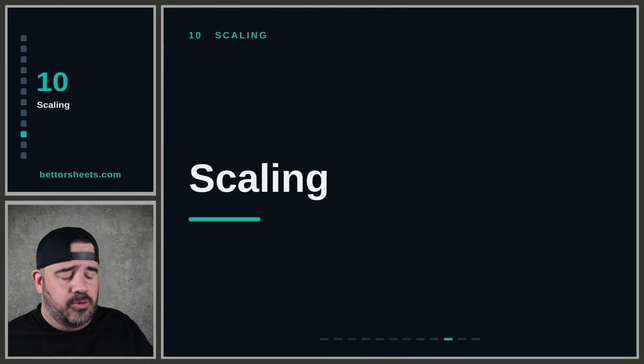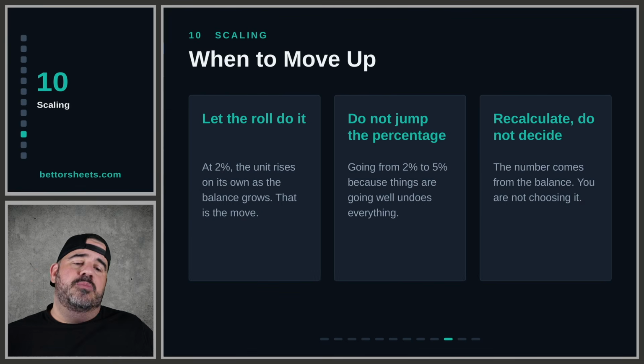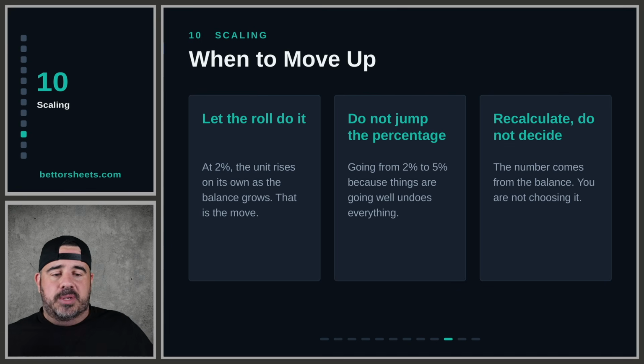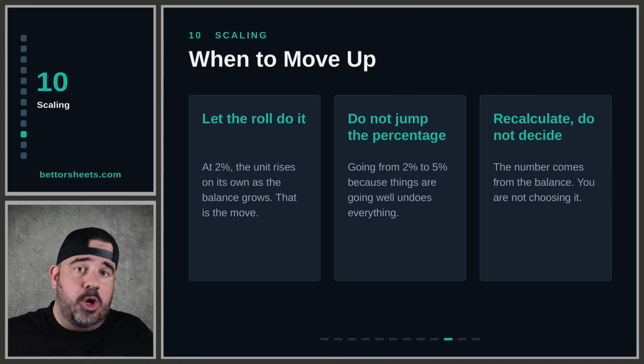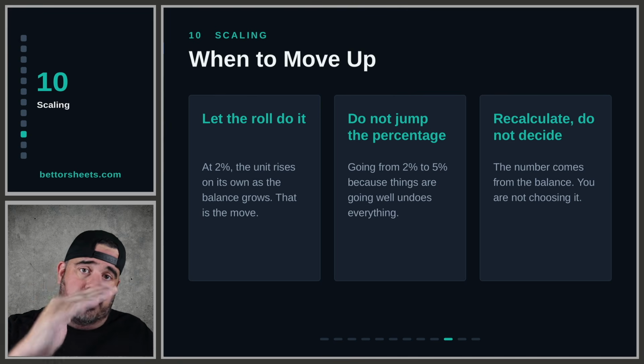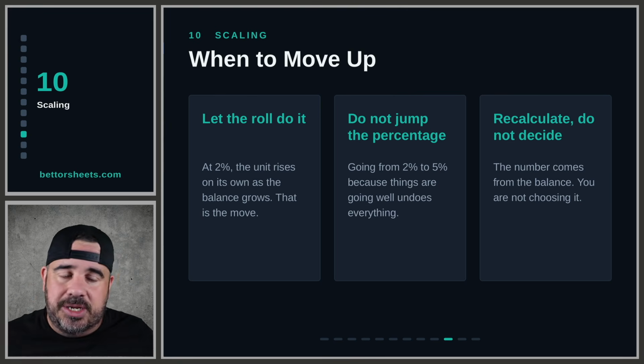Let's talk about some scaling real quick. Scaling, when to move up. Let the roll do it. At 2%, the unit rises on its own. The balance grows is the move. That's what I do. I let it do its thing over the course of a season. It's going to just slowly go up like the stock market does.